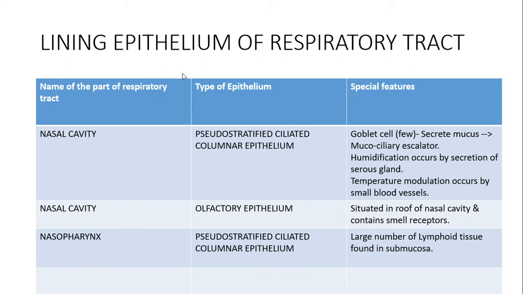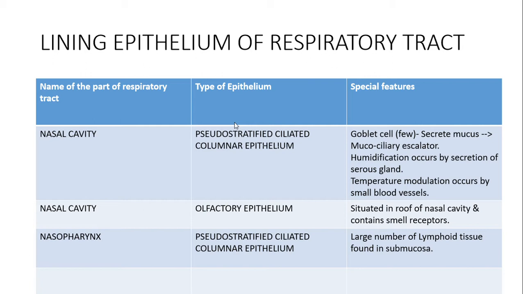So here I represent it with a box with 3 columns and multiple rows. First column is for the name of the part of the respiratory tract, second is for type of epithelium, and third is special feature. First, the respiratory tract starts from the nasal cavity. In the nasal cavity, the type of epithelium is pseudostratified ciliated columnar epithelium. Remember, it is pseudostratified, not stratified. I will discuss this term in the latter part of this video.